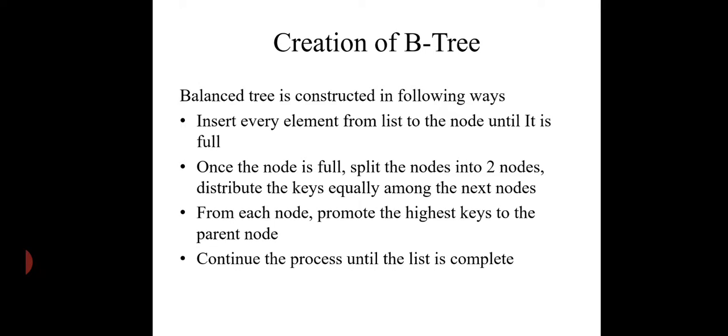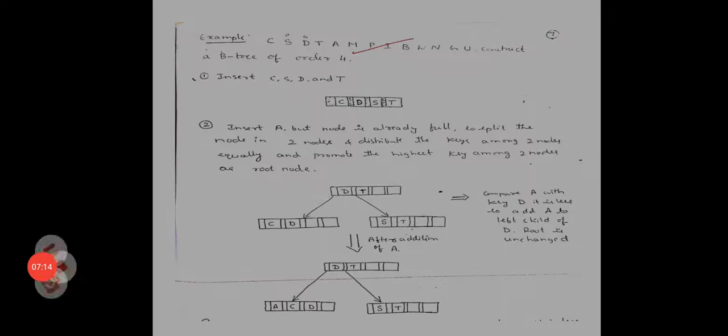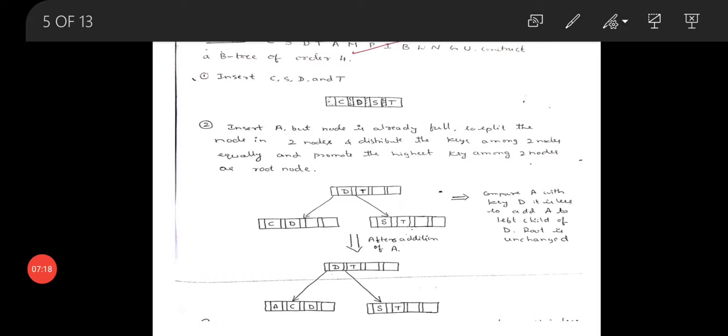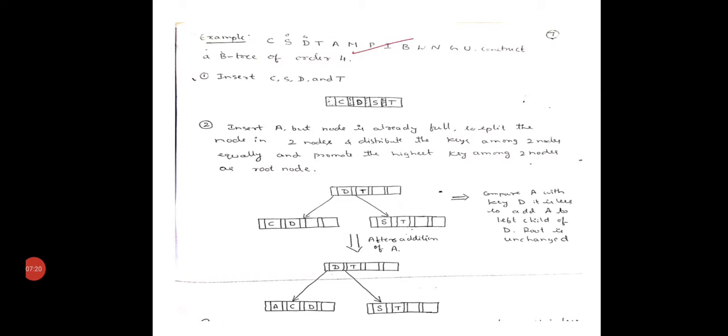After you split the nodes, from each node you need to promote the highest key to the parent node. You need to update the highest key to the root node, that is, to the parent node. This process is continued until the list is complete.